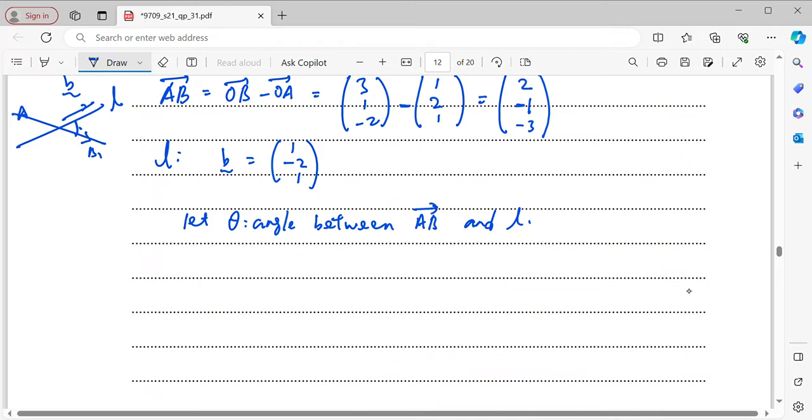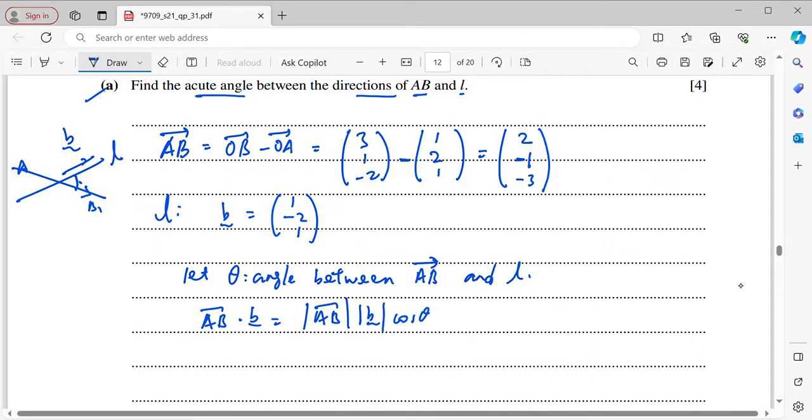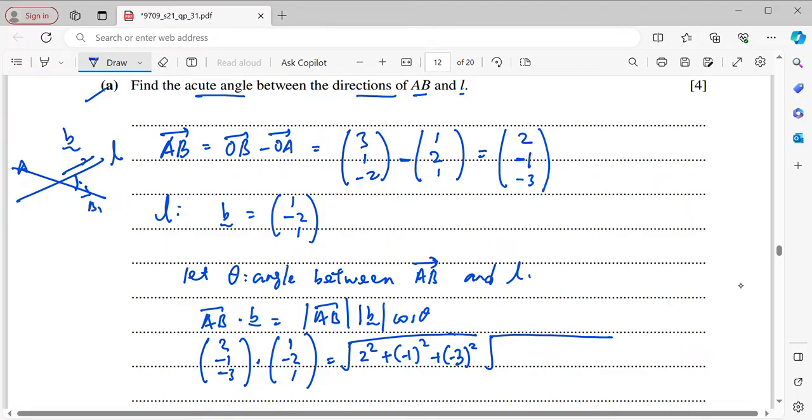Okay, so now I will write a dot b equals magnitude of a times magnitude of b times cos theta. This is the scalar product formula. So now when we dot product, this is going to be (2, -1, -3) dot (1, -2, 1) equals the modulus, square root of 2 squared plus (-1) squared plus (-3) squared. This will be the magnitude of a. Then square root of the magnitude of b, which is 1 squared plus (-2) squared plus 1 squared. Then cos theta.